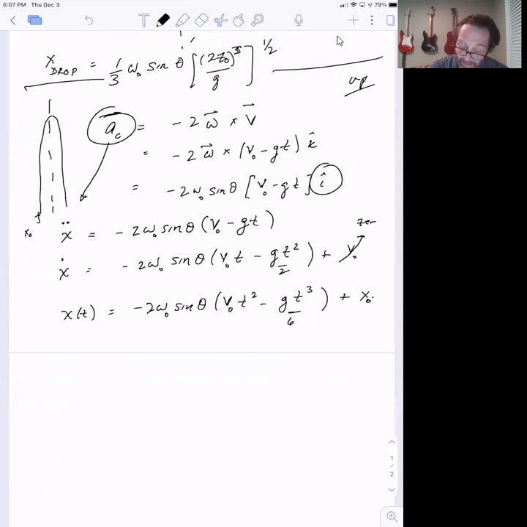So I know that at t equals 0, x naught is equal to 0, because I'm pointing, like you can see, this is equal to 0 at t equals 0. That's all 0. So we've got, finally, x of t is equal to minus 2 omega naught sine theta. And we'll call the time it takes to get to the top.